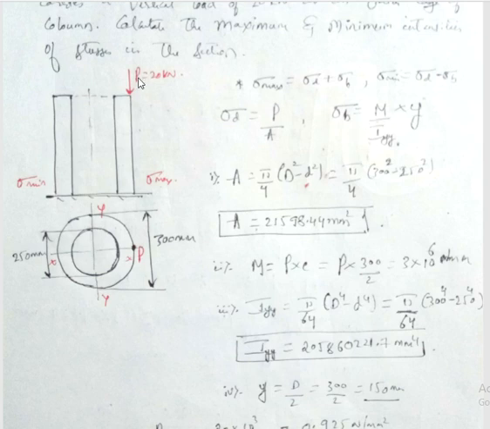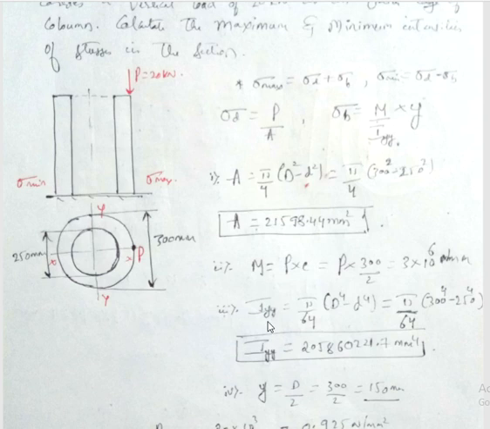Moment is nothing but force into perpendicular distance about the neutral axis. Force is 20 kN and perpendicular distance, from here to here, is 300 divided by 2, because outer diameter is 300 and this is the radius. So moment will become P into outer diameter divided by 2. That is, I'll get the value as 3 into 10 raised to 6 Newton mm. Remember to convert kilonewton into Newton, that is 20 into 10 raised to 3 into 300 divided by 2.